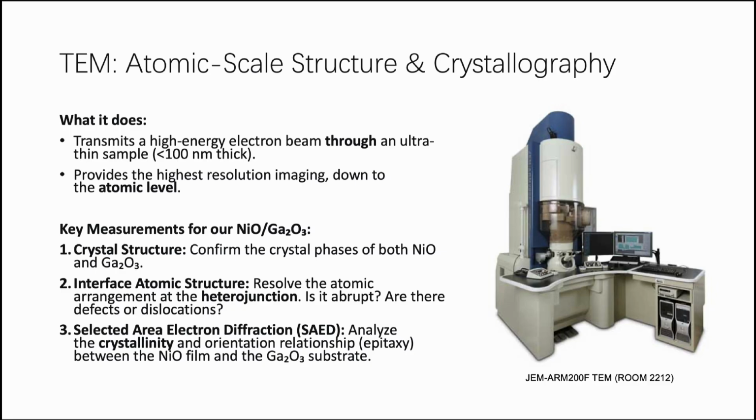First one, it tells us the crystal structure. So we can confirm the crystal phases of both nickel oxide and gallium oxide. Second one is the interface atomic structure. It resolves the atomic arrangement at the heterojunction, so we know whether it is abrupt, and whether there are any defects or dislocations. The third one is that we can have selected area electron diffraction, usually referred to as SAED. So we can analyze the crystallinity and orientation relationship between the nickel oxide film and the gallium oxide substrate. The equipment we would like to use is the TEM located in room 2212.